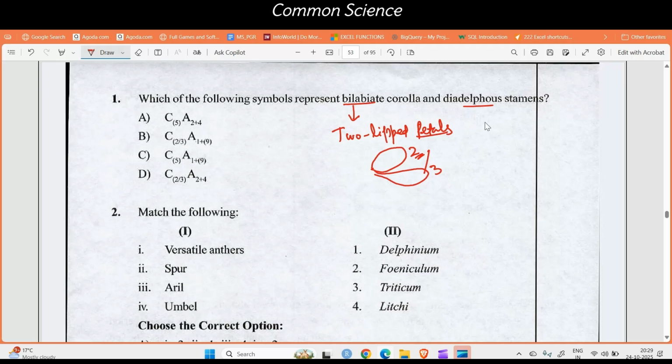And diadelphous is the condition found in Fabaceae or Papilionaceae. Okay, here the stamens are fused in two groups. In Fabaceae, one group contains one stamen only, while another group has nine, which are fused. So it's 1 plus 9. If you look at the options, option B seems to be the correct option here. C 2 by 3 and A 1 plus 9 is the bilabiate corolla and diadelphous stamens condition.